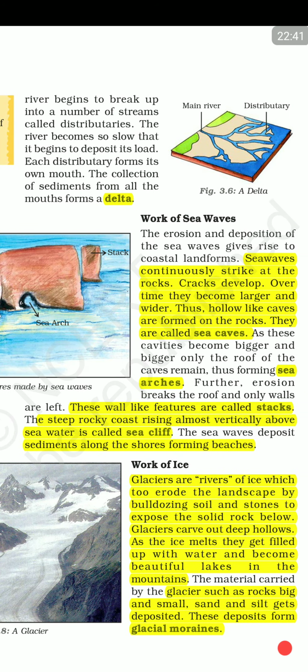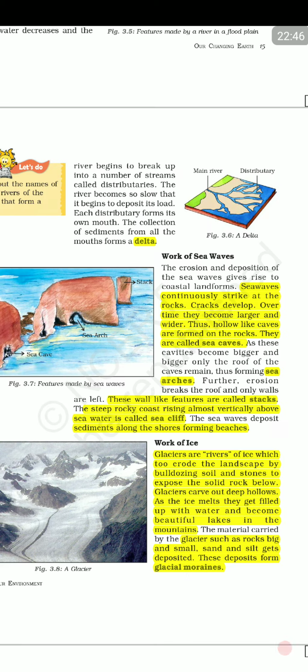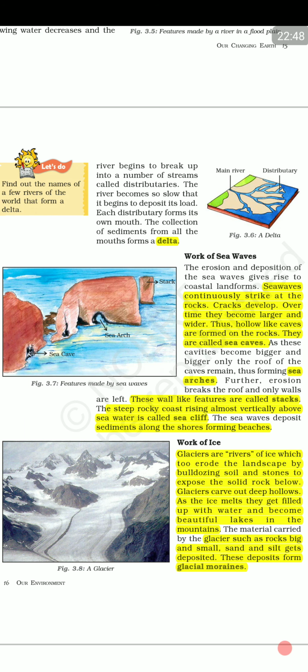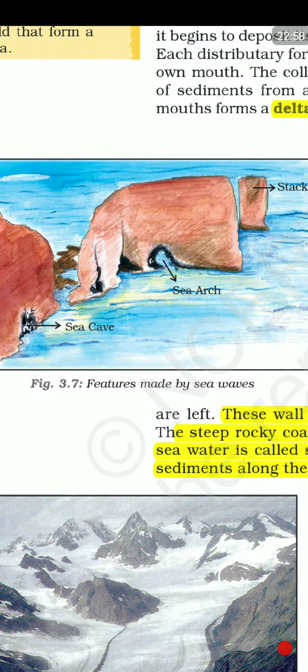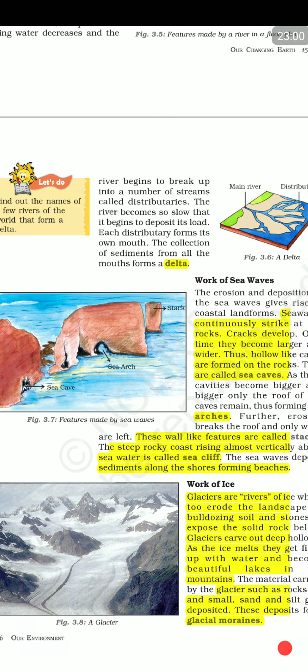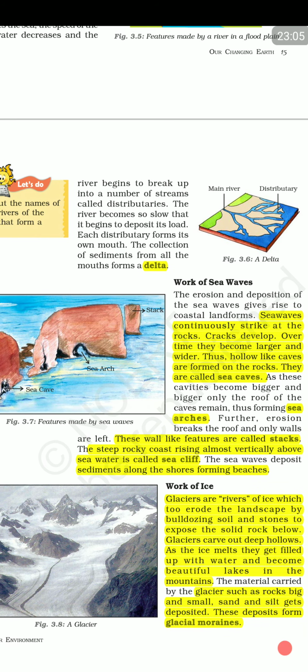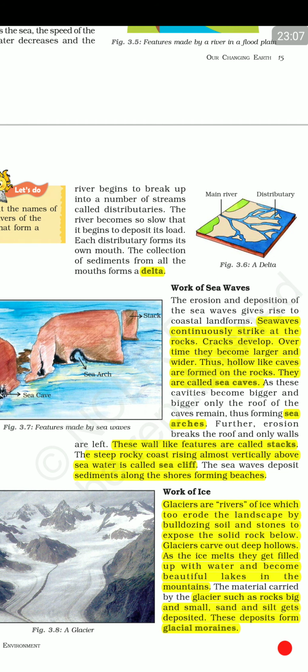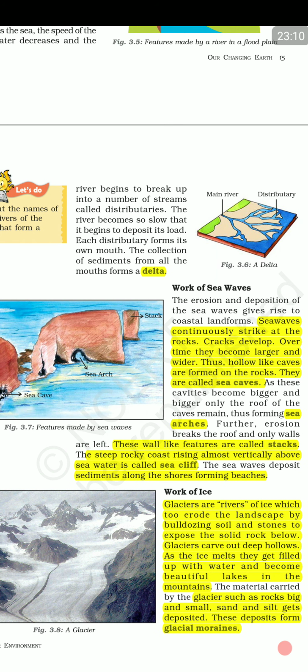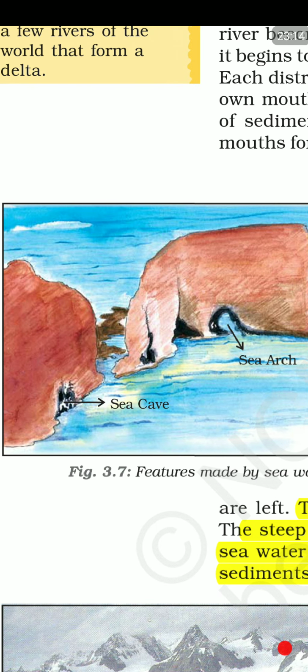Next we move to the work of the sea waves. The erosion and deposition of the sea waves gives rise to coastal landforms. The sea waves continuously strike at the rocks, cracks develop. Over time they become larger and wider. Thus, these hollow-like caves are formed on the rocks. These are called sea caves, okay?